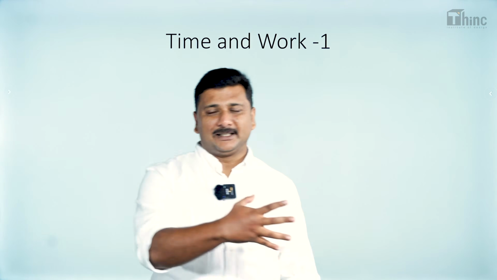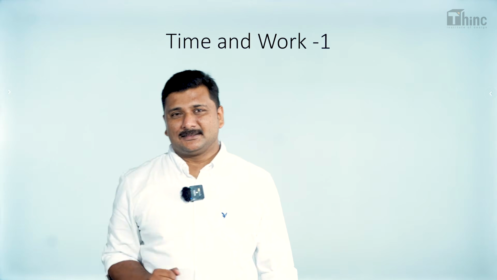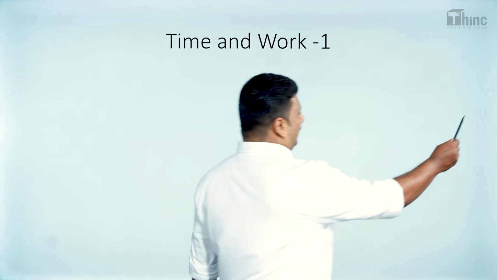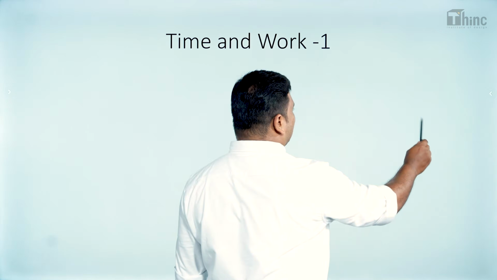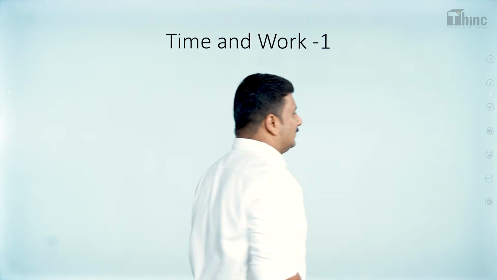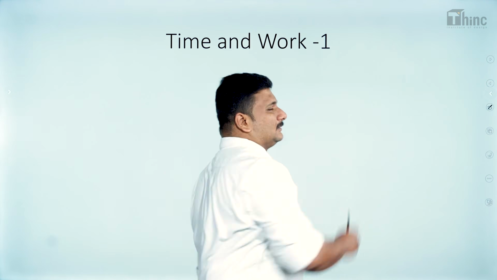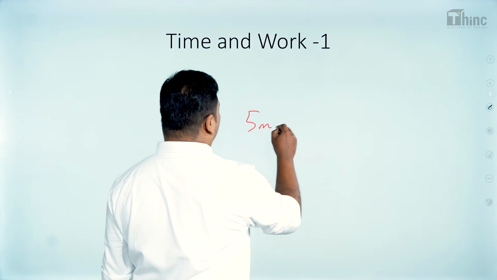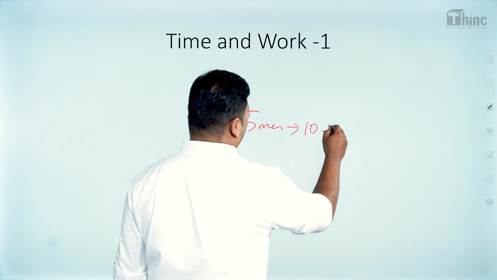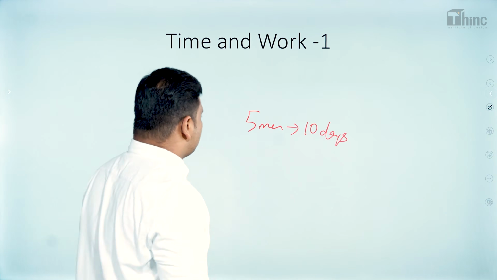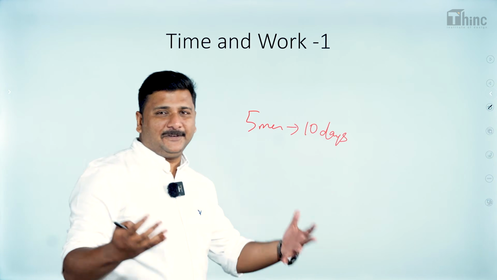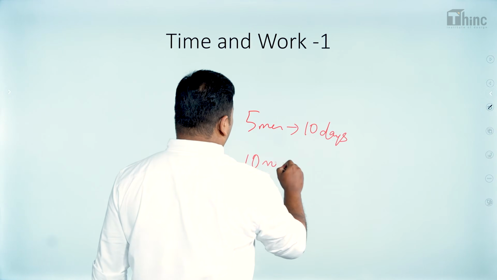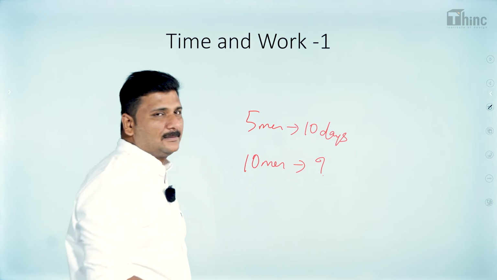Let's say there are 5 men and they can finish a work in 10 days. So 5 men can finish the work in 10 days. Imagine you are giving a particular work to a group of people. Let's say you need to clean your entire house. You're assigning 5 men for that and they finish that work in 10 days. Now you have to finish the work really fast. So instead of 5 men, if you're assigning 10 men, they can finish the same work in how many days?